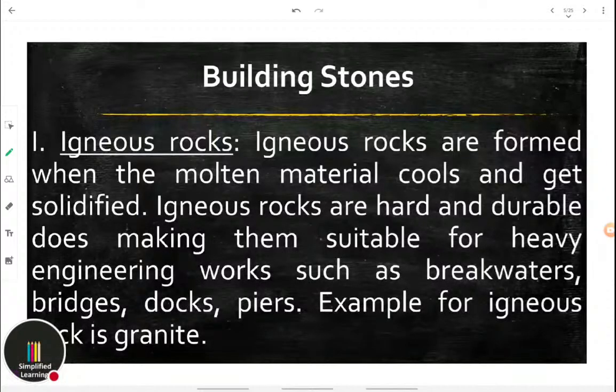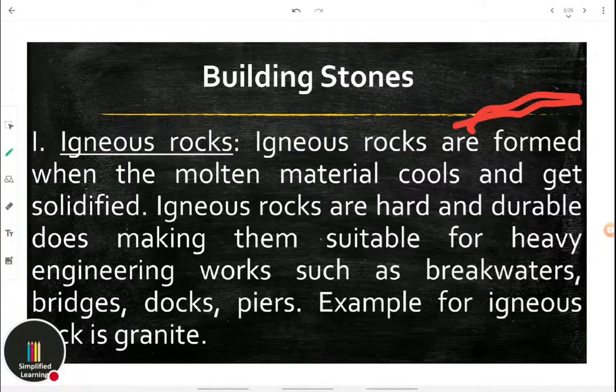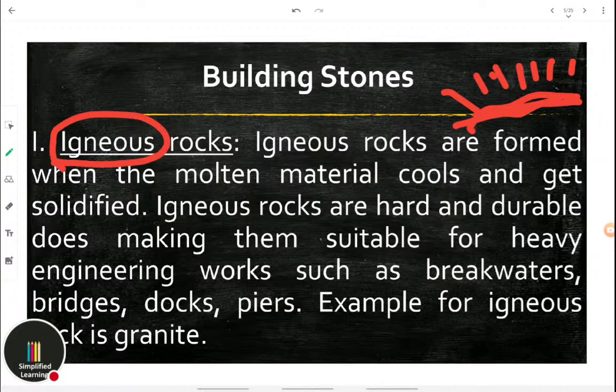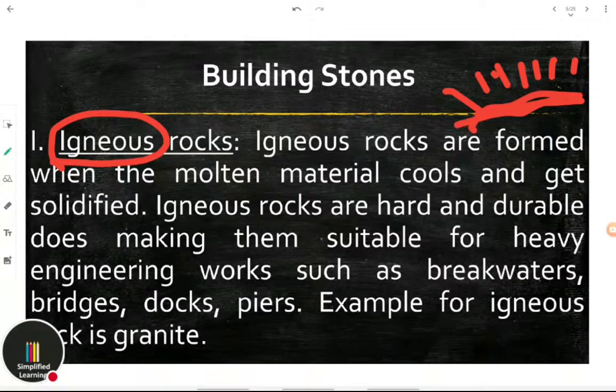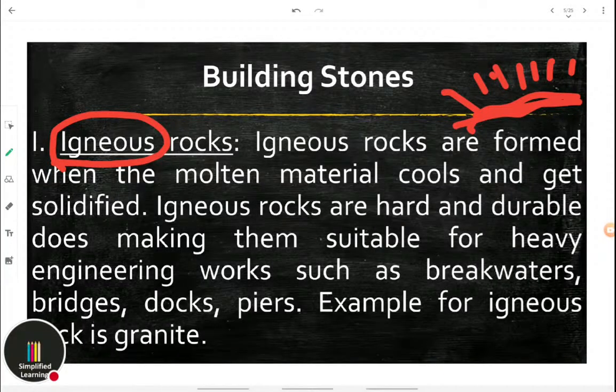When the molten material, that is the magma, comes out of the mountain, for example, and when it is gradually cooling, what will happen? It will get hardened and thus get converted into rock. Focus on the word igneous. Igneous means it has its source from fire, from molten material, which is magma. When magma erupts out and comes to the surface, it is called lava, and the lava, when it gets hardened, becomes durable.